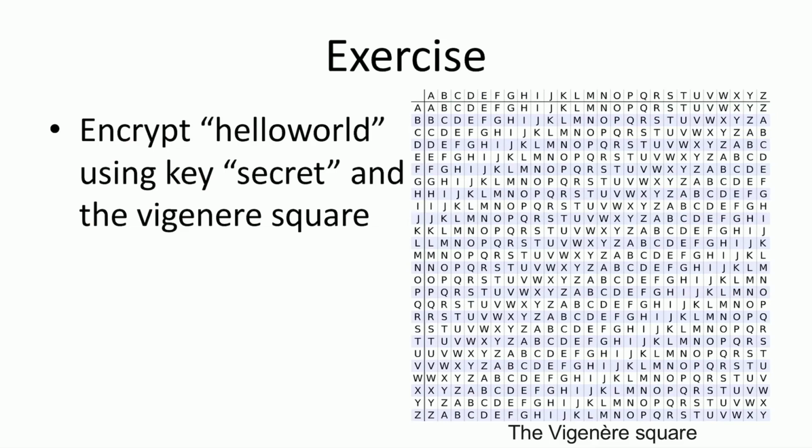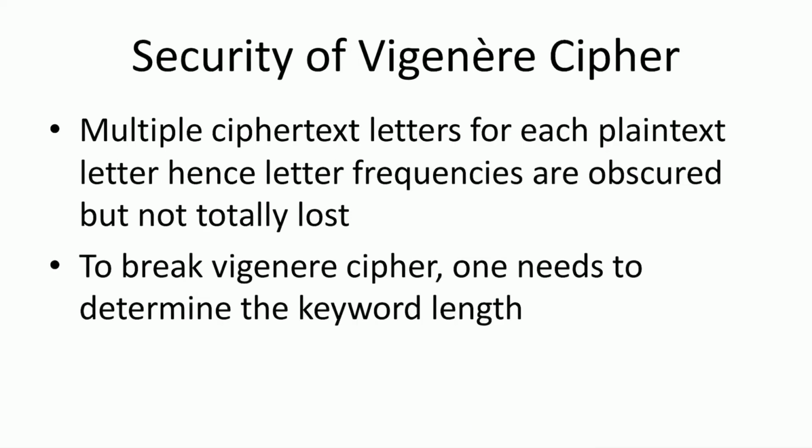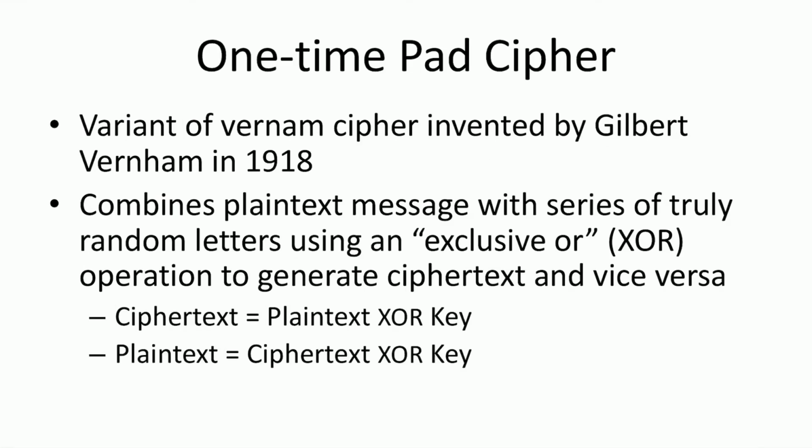Okay, pause here and complete this exercise. Assuming you have completed the exercise, the answer is ZINCSPGVNU. The Vigenère cipher is pretty secure since there are multiple ciphertext letters for each plaintext letter. Hence, letter frequencies are obscured, however, not completely lost. The key to breaking the Vigenère cipher is to identify the number of translation alphabets by finding out the keyword length that is repeated. So, a longer keyword can make breaking the Vigenère cipher significantly harder.